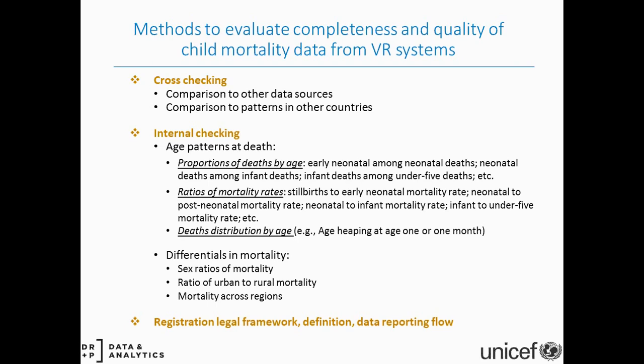For proportions, for example, the proportion of early neonatal among neonatal deaths can really tell us whether the early neonatal death has been underreported or not. So it's more common to report the early neonatal death than deaths in the older ages. And for the ratio, we can look at the ratio of stillbirths to early neonatal mortality rate, because some misclassification usually happens between stillbirths and early neonatal deaths. So these are very basic demographic techniques that we can apply to check the quality of child mortality data.